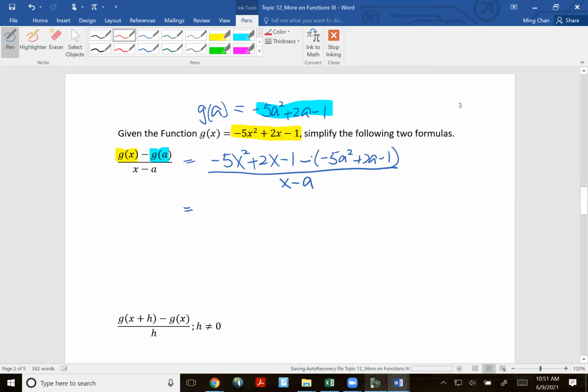All right, next step, we will distribute so I can begin to simplify my numerator. Negative 5x squared plus 2x minus 1 stays the same. That's a positive 5a squared, that's negative 2a and positive 1, all over x minus a.